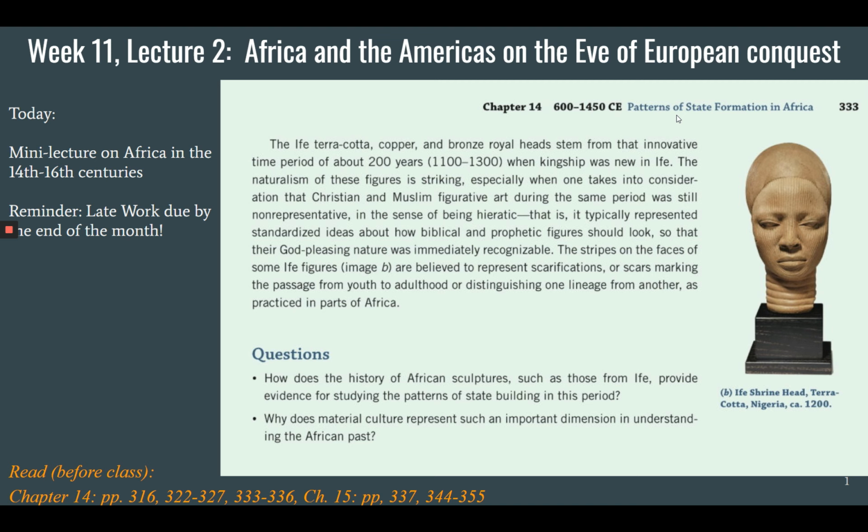And the book here points out the interesting fact that these heads, these figures and images, are very realistic looking. So this is very close to what a real person looks like, right?